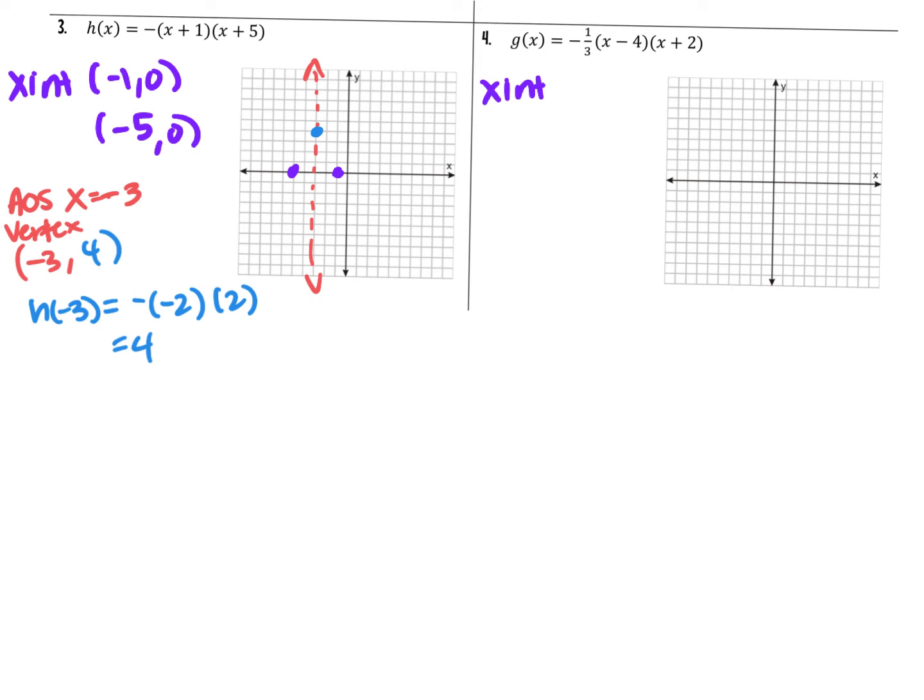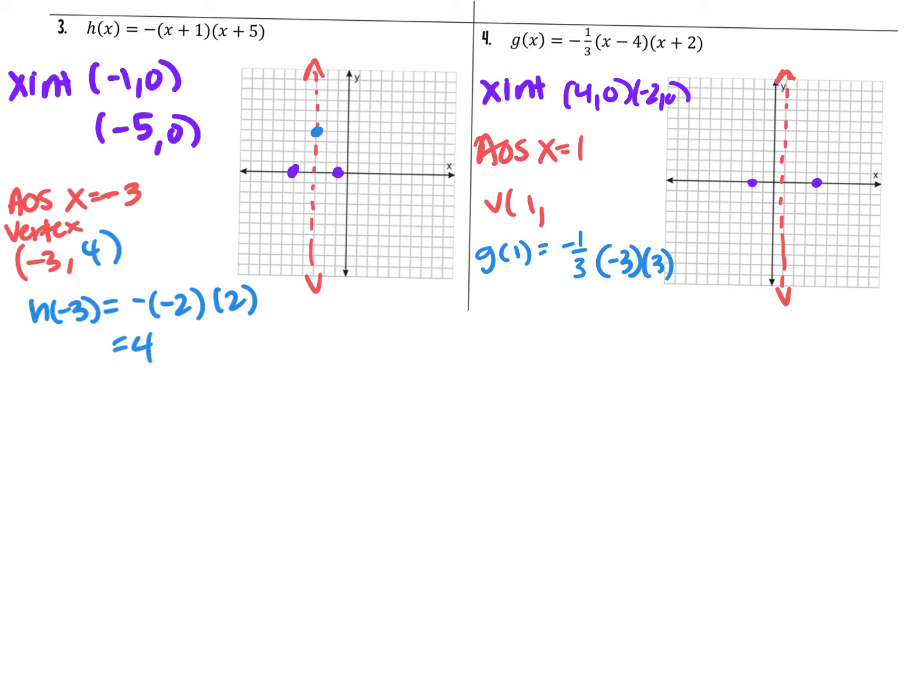Similarly for number 4, I can start by identifying my x-intercepts 4, 0, and -2, 0, and then plotting them. Exactly halfway between those two intercepts is going to be my axis of symmetry, which is x equals 1. I can plug that in to find the y value of my vertex. So g of 1 is -1/3 times -3 times +3, which is going to be +3. So my vertex is at the point 1, 3.